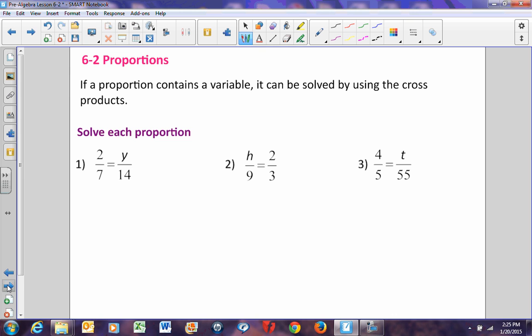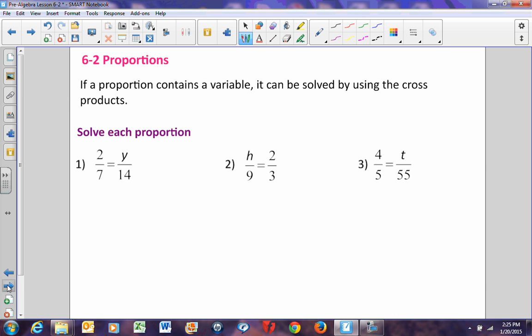If a proportion contains a variable, it can be solved by using the cross products. The easiest way to solve a proportion is by using cross products because it works 100% of the time. There are some other methods, but the only method I truly use is cross products because it is the fastest and works 100% of the time.